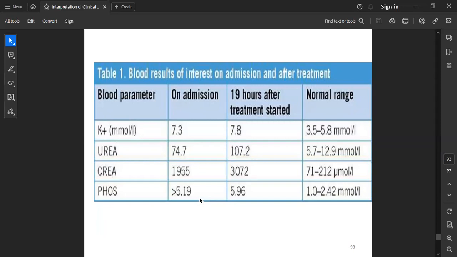When you're treating someone who has renal failure or kidney problems, the important ones for diagnosing and also for monitoring are potassium, urea, creatinine, and phosphate. These are the best indicators for whether the patient is improving. Something like potassium is important to monitor because fluctuations can be deadly.